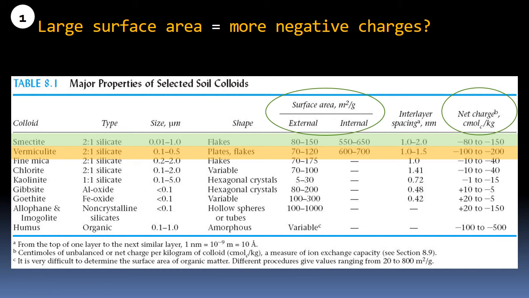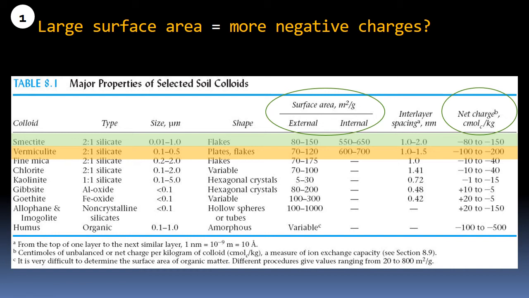However, if we just want to compare the total surface area in these soils, let's add, for example, the external and internal. Let's use the maximum: for smectite, 150 plus 650 would be equal to 800 square meters per gram. For vermiculite, it will be 120 plus 700, that will be 820 square meters per gram. So vermiculite has higher surface area in total. Now let's look at its total negative charges. Its total net negative charge is also much higher than smectite.